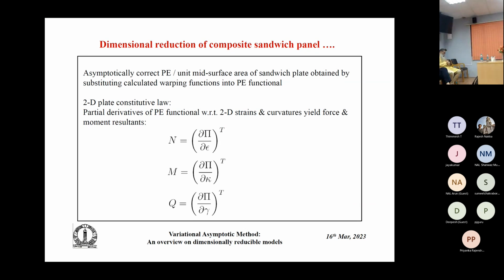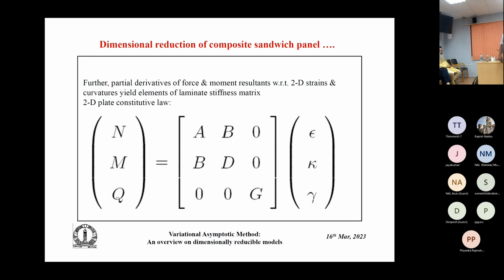So once the warping solutions are obtained, this is substituted into the potential energy, and by differentiating this potential energy with respect to the 2D strains and curvatures we will be obtaining the normal force as well as moment resultants and the transverse stress resultants. Taking the second derivative of the potential energy with respect to the 2D strains and curvatures, we obtain the well-known ABBD matrix, which is the laminate stiffness matrix that relates the 2D strains to the 2D force resultants. And this is the base model which will be used for carrying out the 2D analysis.